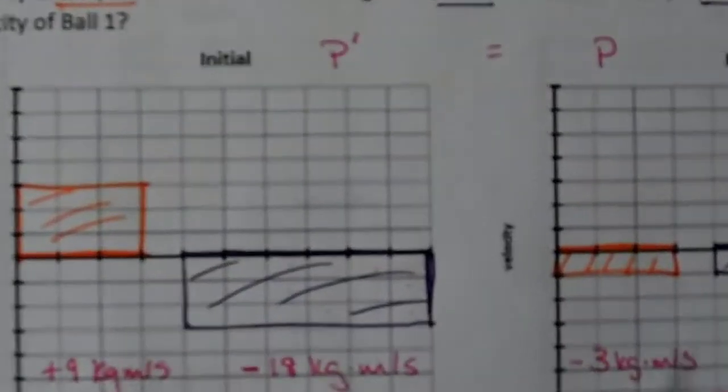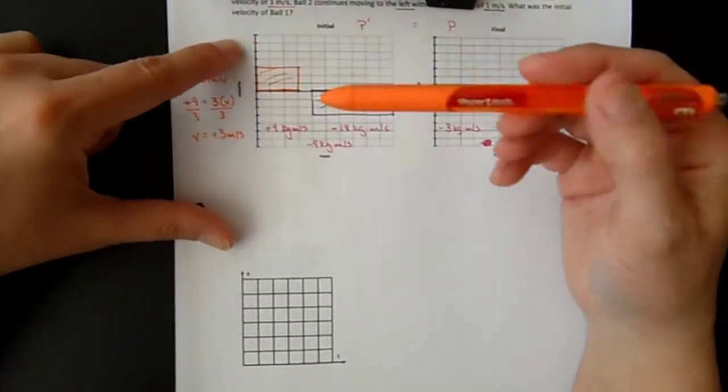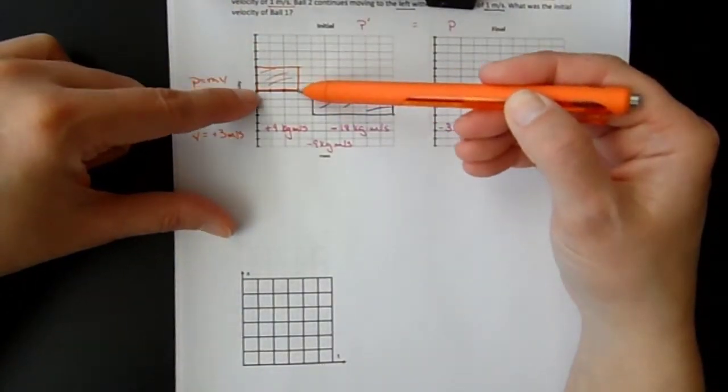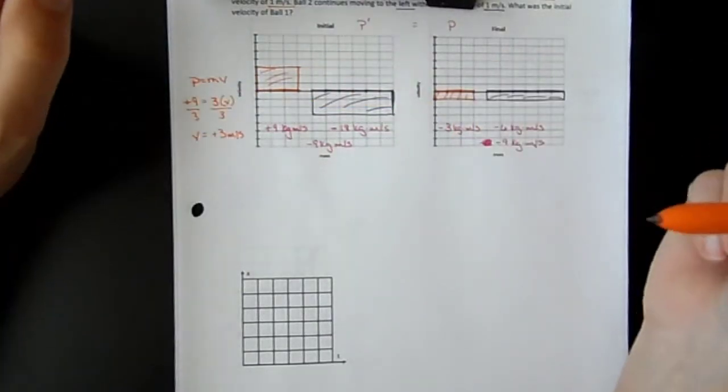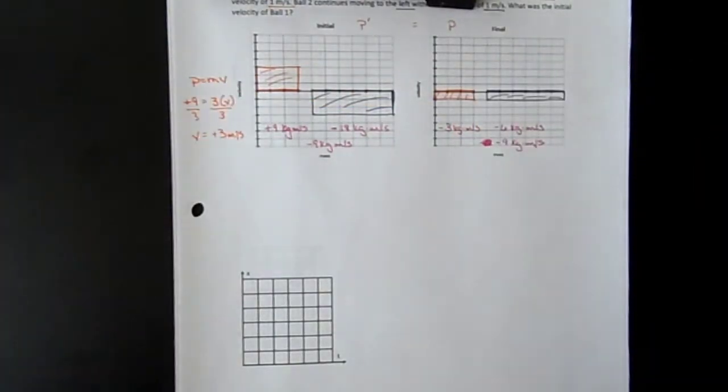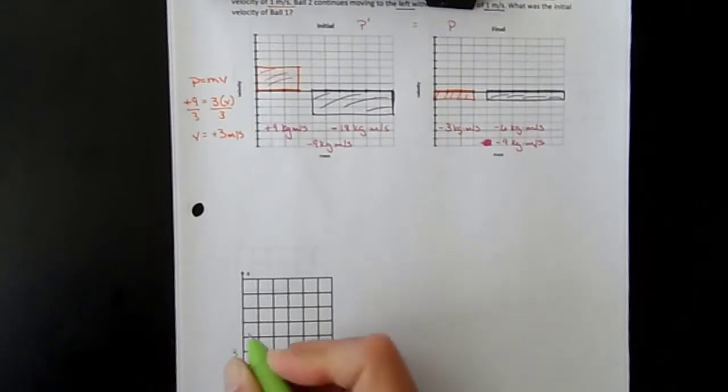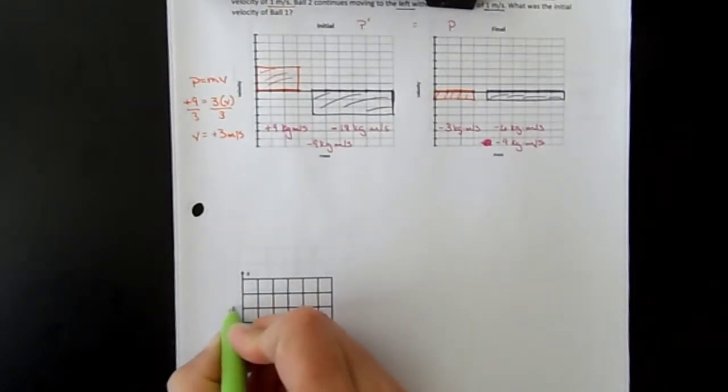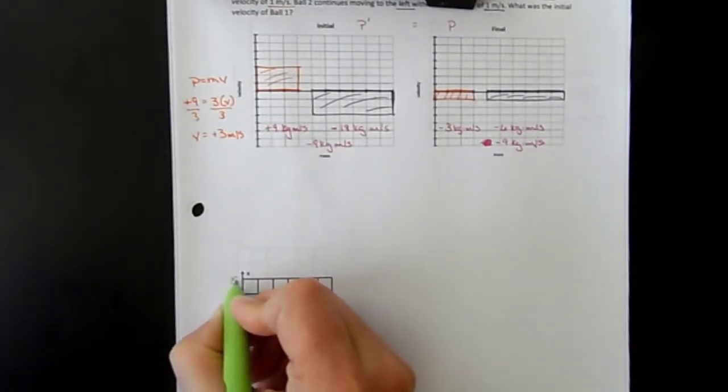So what is this going to look like on a position time graph? All right. So ball 1 is traveling a positive 3 meters per second. So we can start our graph. We can do threes again. 9, 12, 15, 18.